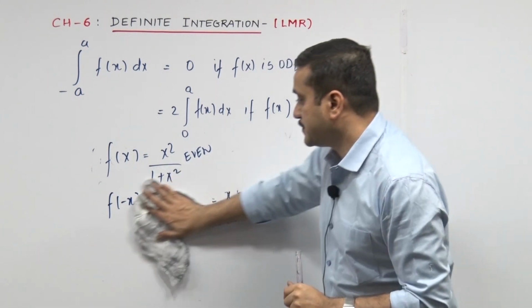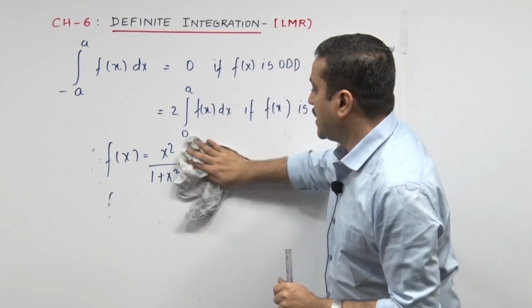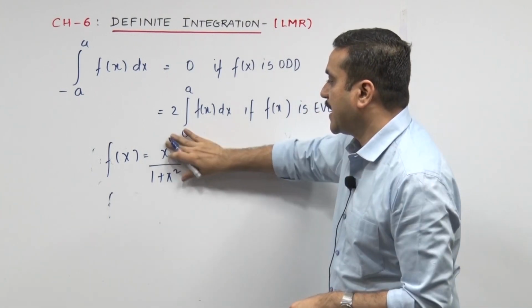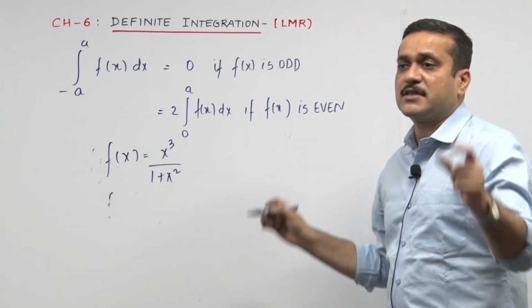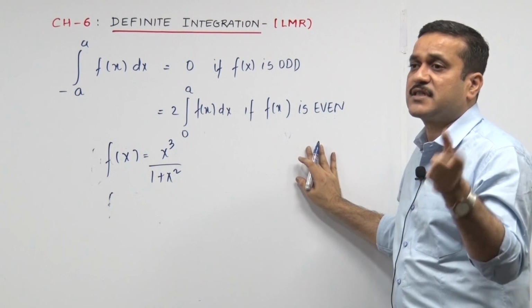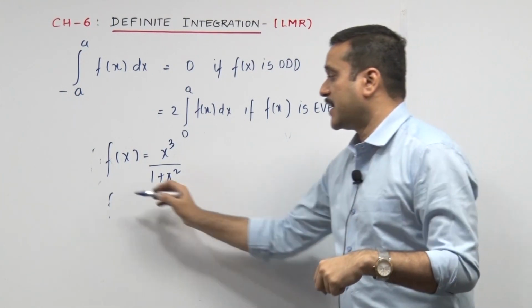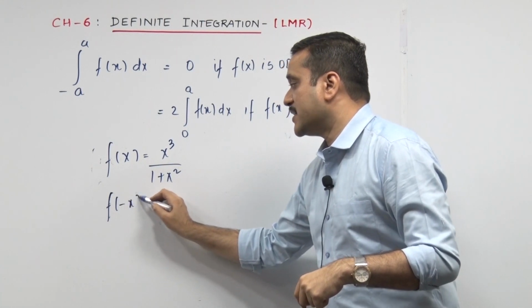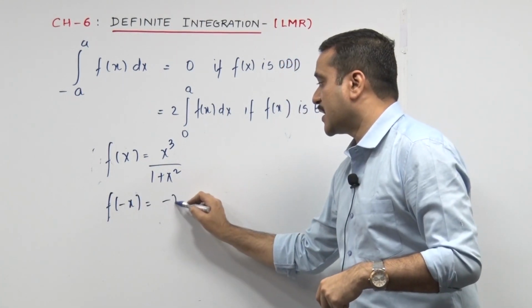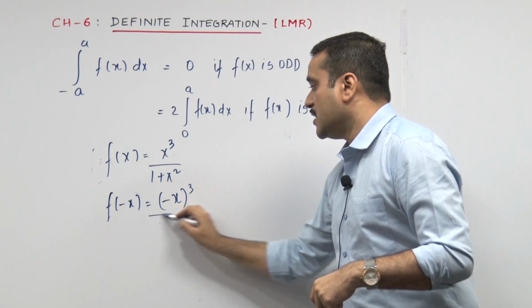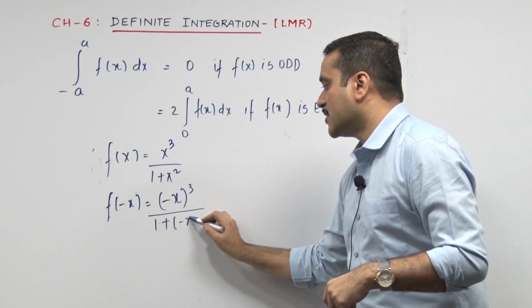Now, the other one. Let us say that I change my numerator's x squared to x cube. And I ask you to check whether the function given to you is now an even or odd function. The step is what? I give you the function. You are supposed to find f of minus x. How? By changing all the x to minus x. So the numerator becomes minus x the whole cube, and the denominator becomes 1 plus minus x the whole square.